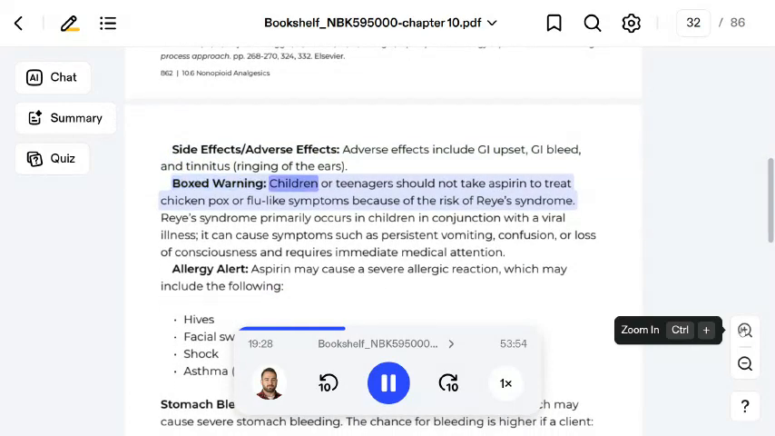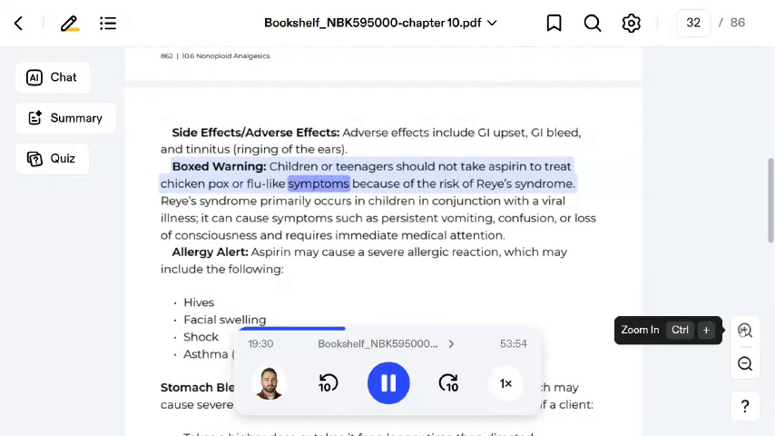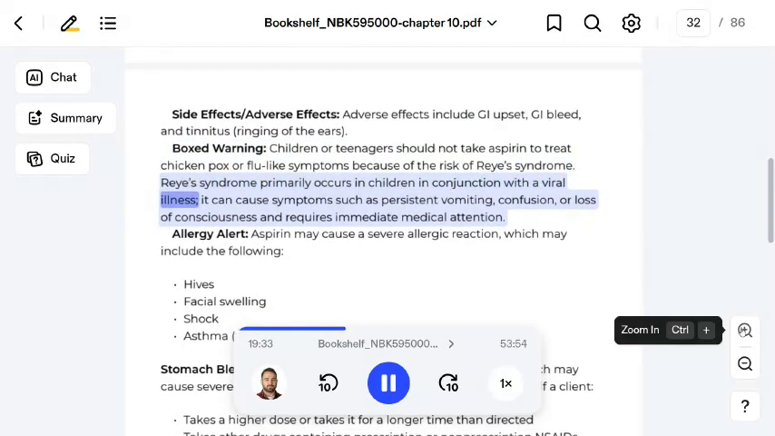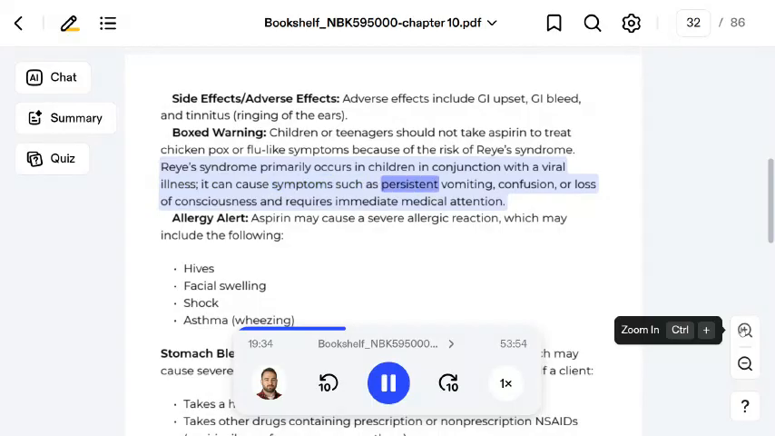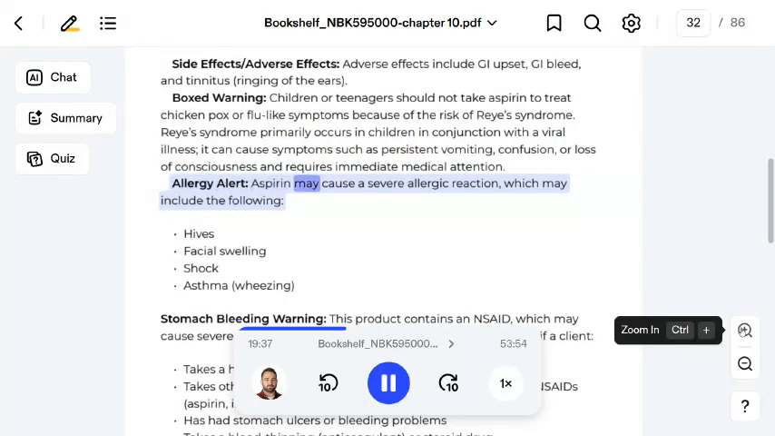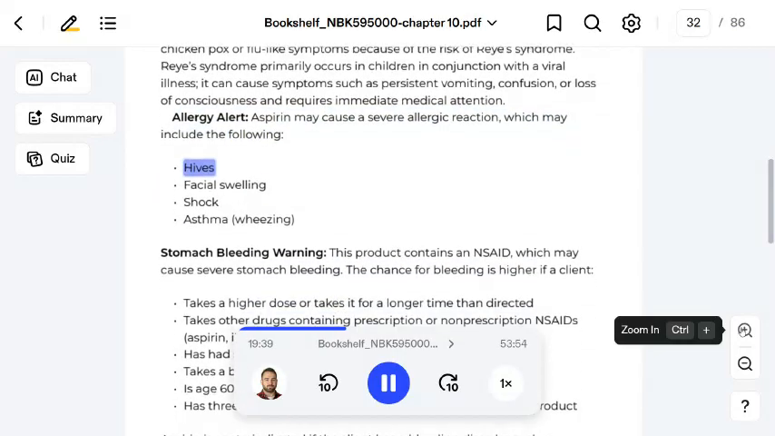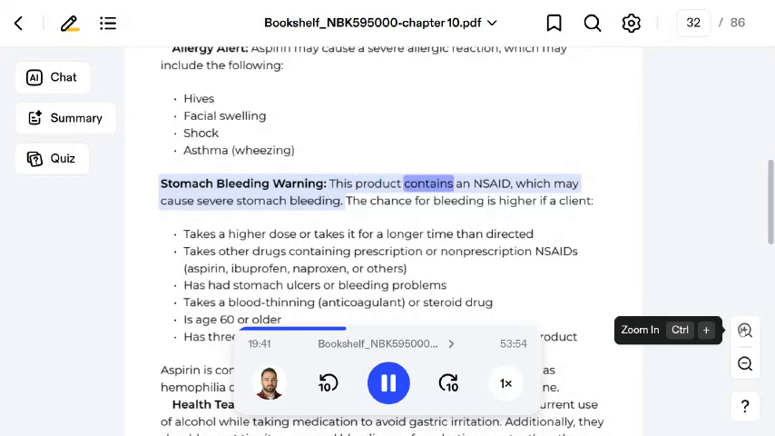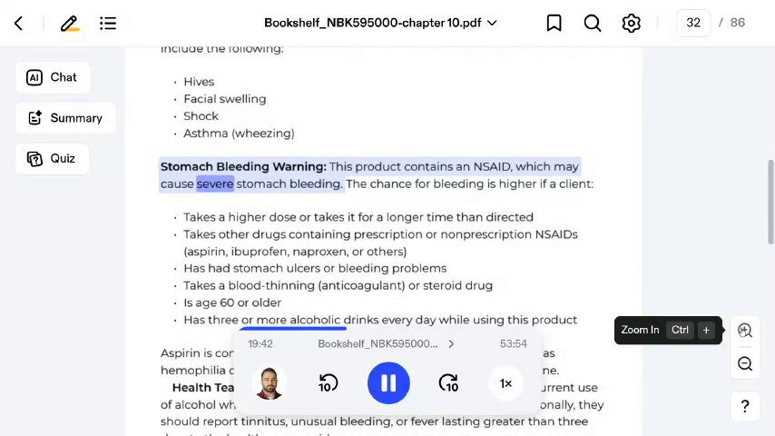Boxed warning: children or teenagers should not take aspirin to treat chickenpox or flu-like symptoms because of the risk of Reye's syndrome. Reye's syndrome primarily occurs in children in conjunction with a viral illness. It can cause symptoms such as persistent vomiting, confusion, or loss of consciousness, and requires immediate medical attention. Allergy alert: aspirin may cause a severe allergic reaction, which may include the following: hives, facial swelling, shock, asthma, stomach bleeding. Warning: this product contains an NSAID, which may cause severe stomach bleeding.